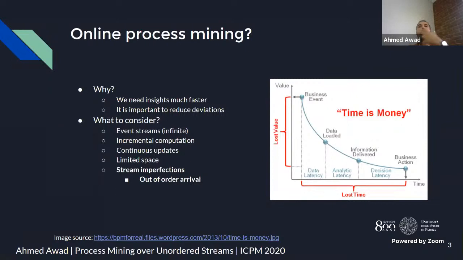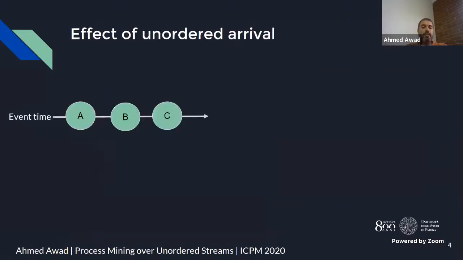The events can arrive in bursts, like suddenly the arrival rate changes, and also they can arrive out of order. To see the effect of out-of-orderness, let's assume that these three events from the same case have been generated in this order, which is called the event time. So this is the generation time of the data.